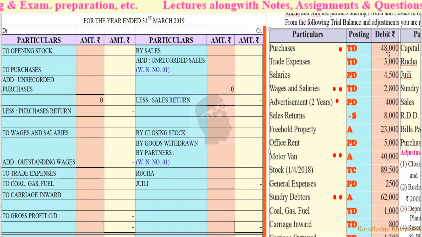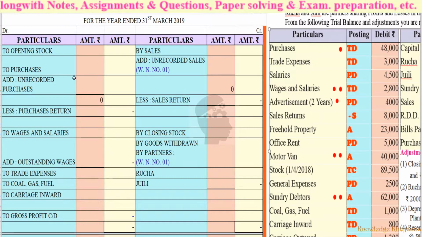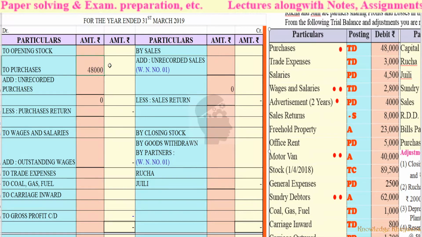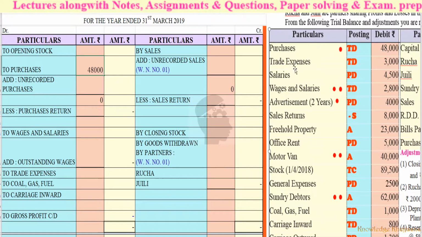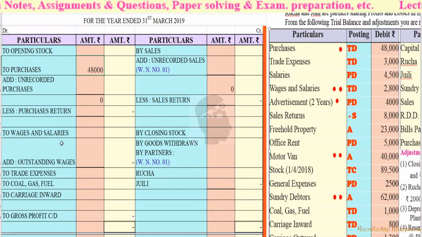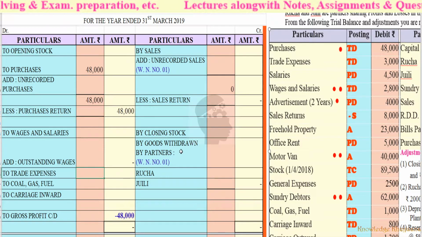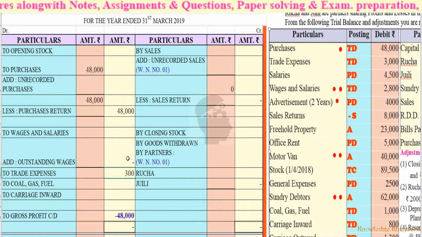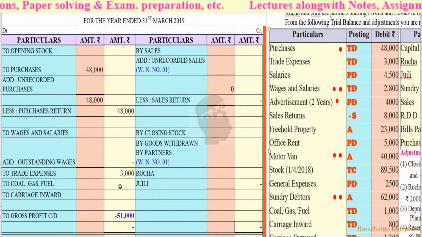Purchases, trading account debit side, rupees 48,000. Since there is an adjustment, we have to record it in the inner column. Trade expenses, rupees 3,000. There is no adjustment, so it will go directly to the outer column. Salaries, rupees 4,500.